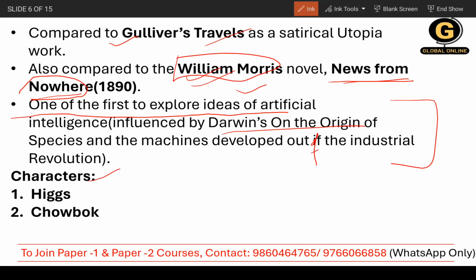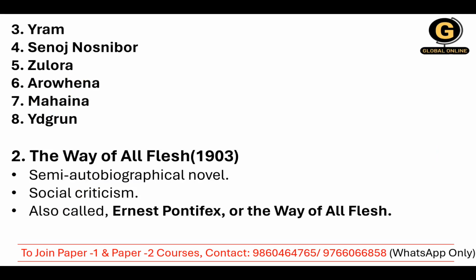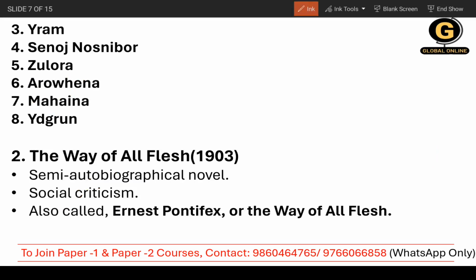Now, the characters are important. You need to remember them. The first is Higgs, then Chowbok. It sounds like a chabuk, a long whip-like thing used to beat somebody. Then Ram, Senoj, Nosnibor. So, different names. Then Zulora, and Arowhena.